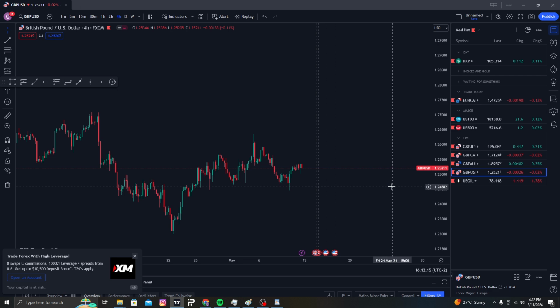And tomorrow we are going to combine trend lines and levels. That's what I'm going to teach tomorrow. We are going to combine what we are talking about today and mix it with trend lines.